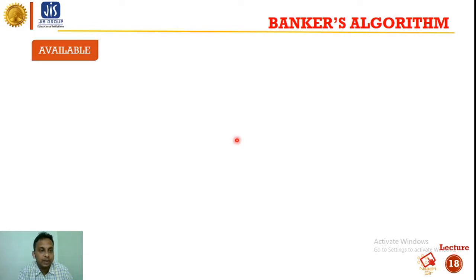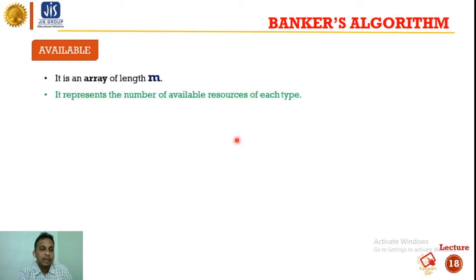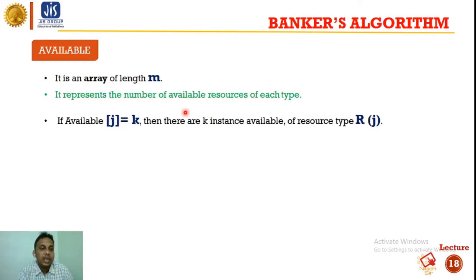Number one is the available matrix. It is an array of length m. It represents the number of available resources of each type. If available[j] equals k, then there are k instances available of resource type rj. The available matrix is basically used to check how many resources are available to execute all the processes. That means how many resources are available in the system.